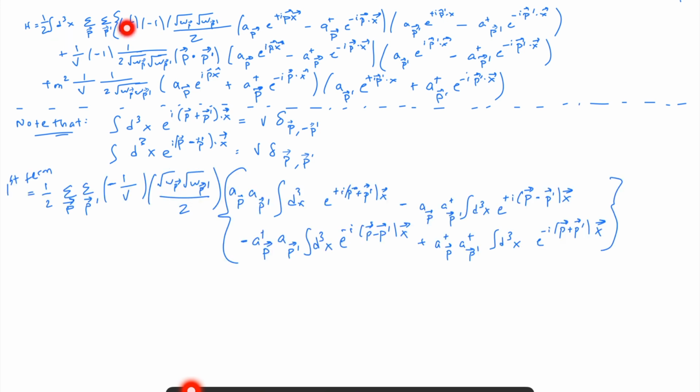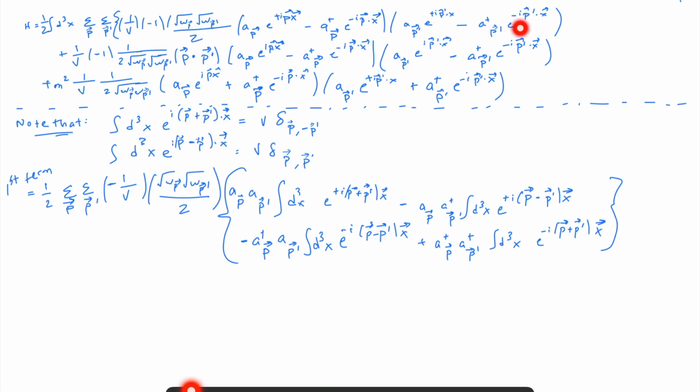So I can rewrite, I'll just focus for now on the first term over here, this first line over here, and rewrite it in this way. We'll get to the second and third lines on the other page, but let's just look at that first term over here. We'll just make sure everything makes sense here. 1/2 gets pulled out here. Here's my summation over p, my summation over p prime. Minus 1 over v is here. The square root of omega p, square root of omega p prime are here. Over 2 is still here.